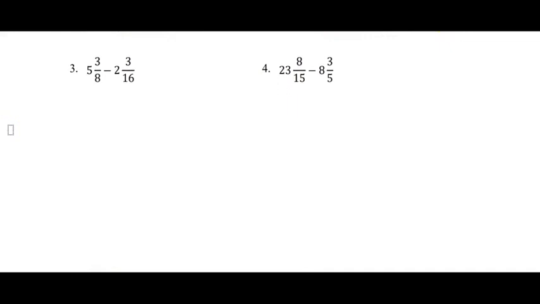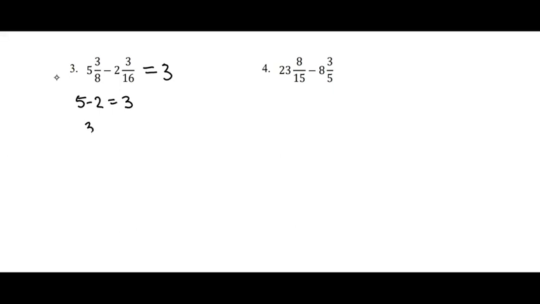Okay. Problem number 3. You have 5 and 3/8 minus 2 and 3/16. So 3/8, 3/16. Yep, I'm going to be okay. All right, so let's go ahead and do the whole part. 5 minus 2 equals 3. So I'm going to put the 3 up here. And then I have 3/8 minus 3/16.